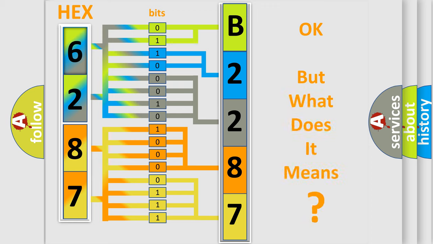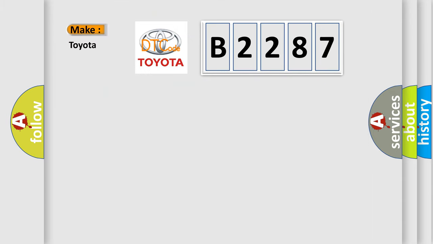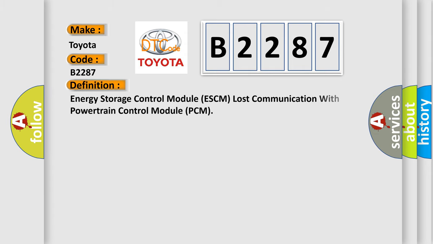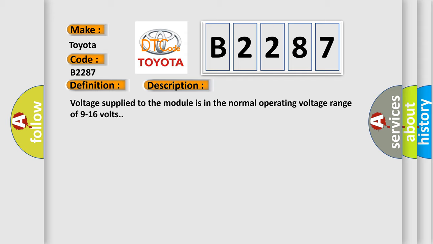The number itself does not make sense to us if we cannot assign information to what it actually expresses. So, what does the diagnostic trouble code B2287 specifically interpret for Toyota? The basic definition is: Energy Storage Control Module ESCM lost communication with Powertrain Control Module PCM. And now this is a short description of this DTC code.